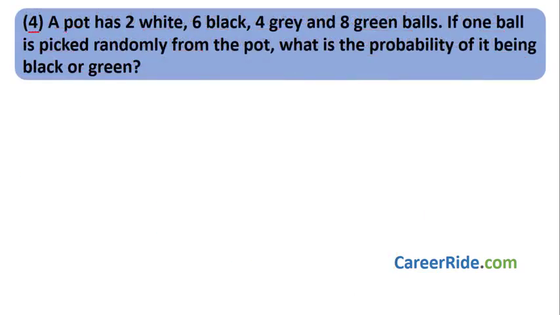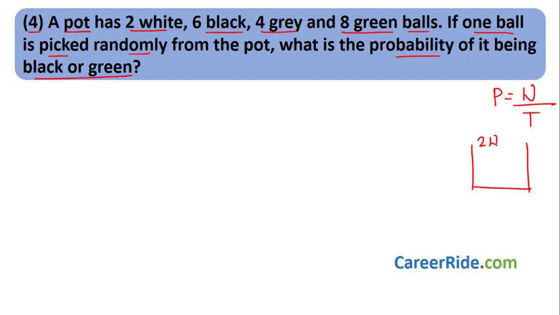Question number 4. A pot has 2 white, 6 black, 4 grey and 8 green balls. If one ball is picked randomly from the pot, what is the probability of it being black or green? Again, extremely easy. Probability is what I want divided by total. There is a pot. There are 2 white balls in it, 6 black balls in it, 4 grey balls in it and 8 green balls in it. What are the total number of balls? 6 plus 2 is 8 plus 4, 12. 20 balls are there in total.